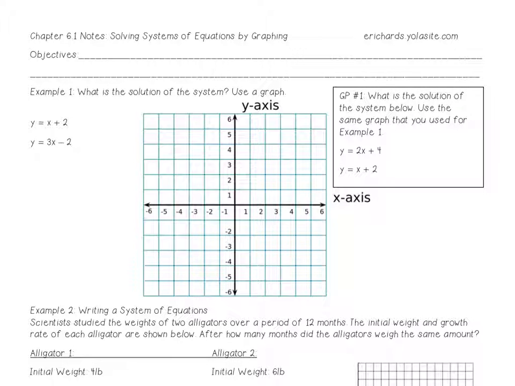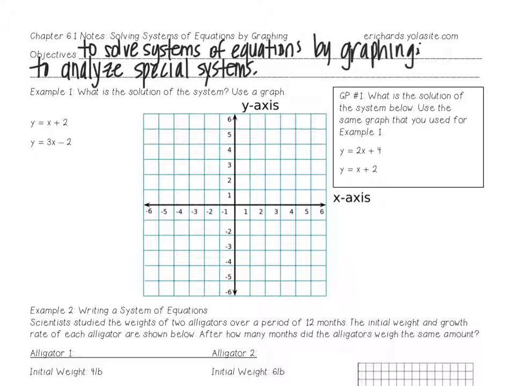Lesson 6.1, Solving Systems of Equations by Graphing. Your objective for this lesson is to solve systems of equations by graphing and to analyze special systems. Okay, example 1, they want you to find the solution to the system of equations here by graphing.